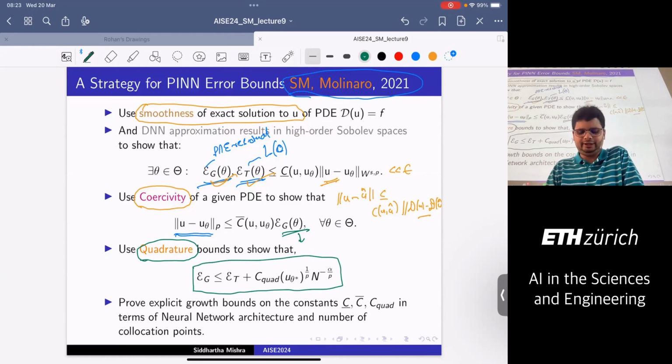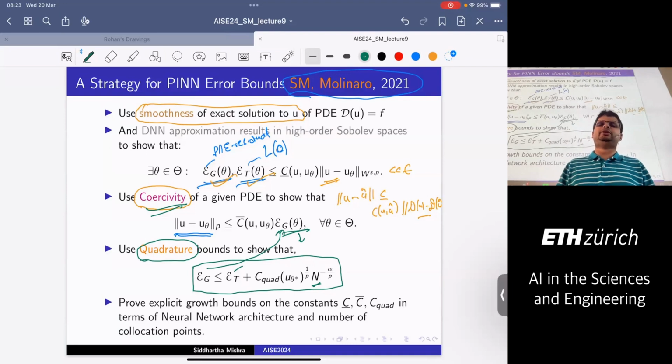What does this estimate tell us? This estimate tells us that if the training error is small, and this is a big F, so this has to be small, and if you have a sufficient number of quadrature points, then the PDE residual itself is going to be small. And once the PDE residual is small, if the PDE is coercive or has the stability properties, you can leverage them in order to make the total error small.